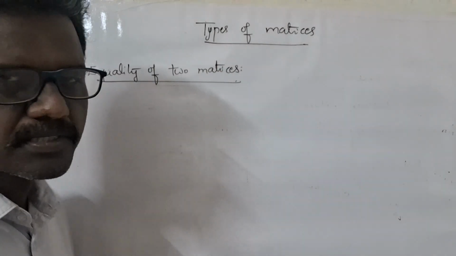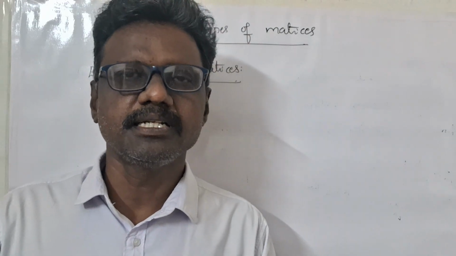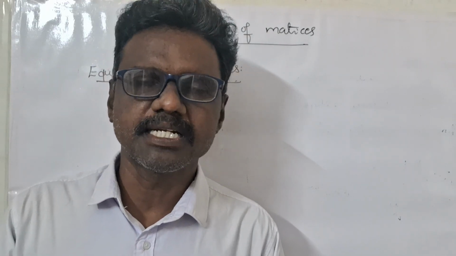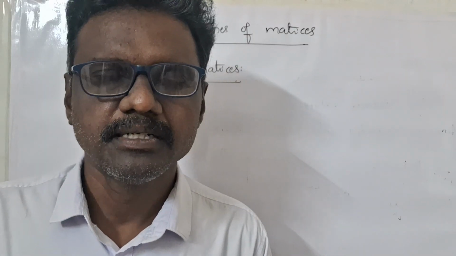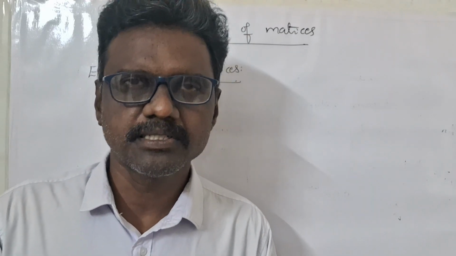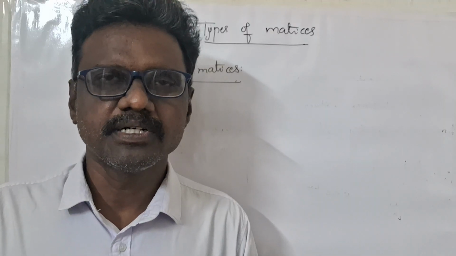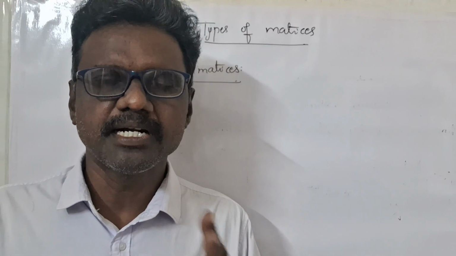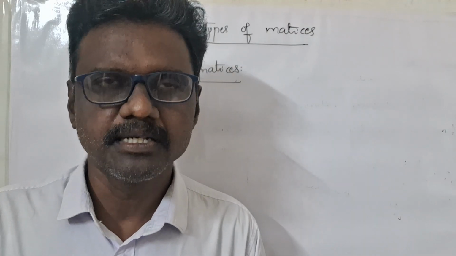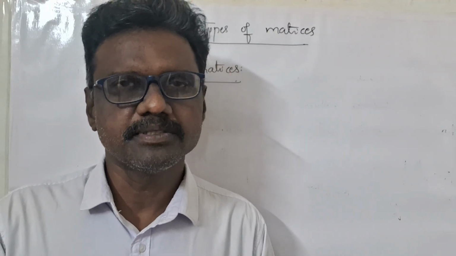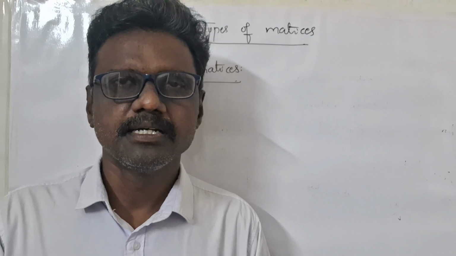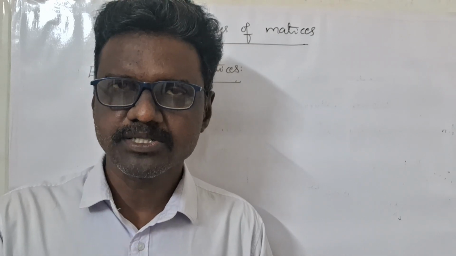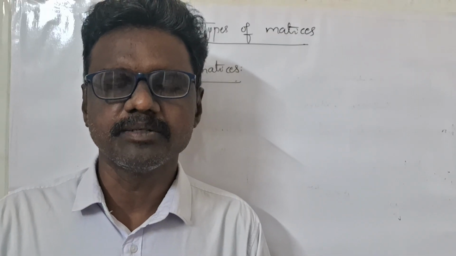Two matrices are said to be equal. Generally, in real numbers, we know what equality is. In matrices, when we mention equal, first of all, they should be of the same order. If matrix A equals matrix B, then A and B must have the same order. Second, corresponding elements on both sides: left side first row first element, right side first row first element.